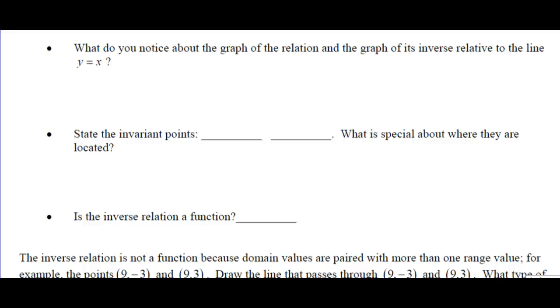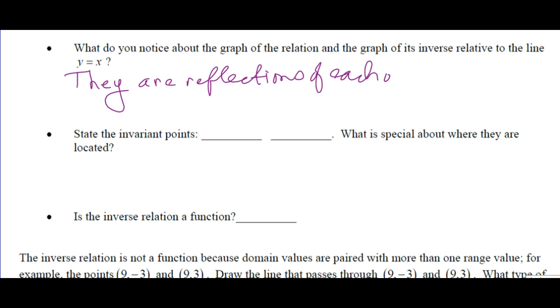All right, let's get characteristics. What do you notice about the graph of the relation and the graph of its inverse relative to the line y equals x? Okay, so it's a reflection in the line y equals x, or about the line. So say they are reflections of each other about the line y equals x.